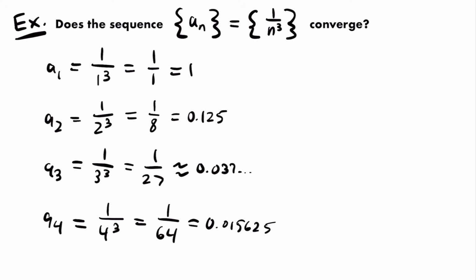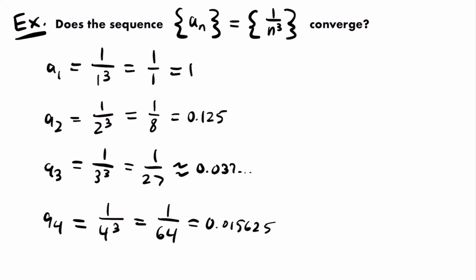All right, now by looking at these terms, can we see if it's increasing or decreasing? Remember, that's what we're looking for if we want to determine if our sequence is monotonic. We want to look to see if our terms are increasing or decreasing. And in this case, it looks like they are decreasing. We started with 1, then we have 0.125, which is less than 1. Then we have 0.037, which is less than 0.125. And then our next term is even smaller. 0.015625 is less than 0.037. And so each subsequent term is decreasing.